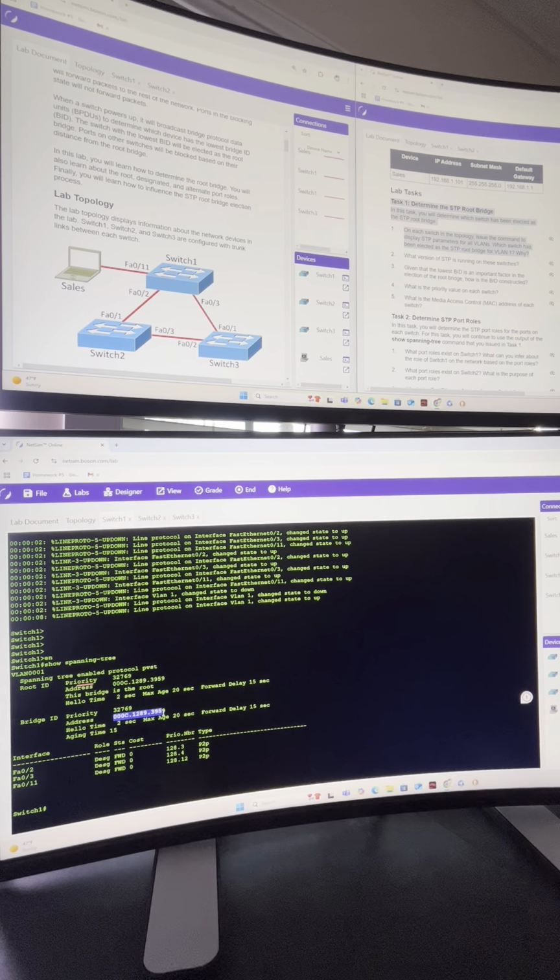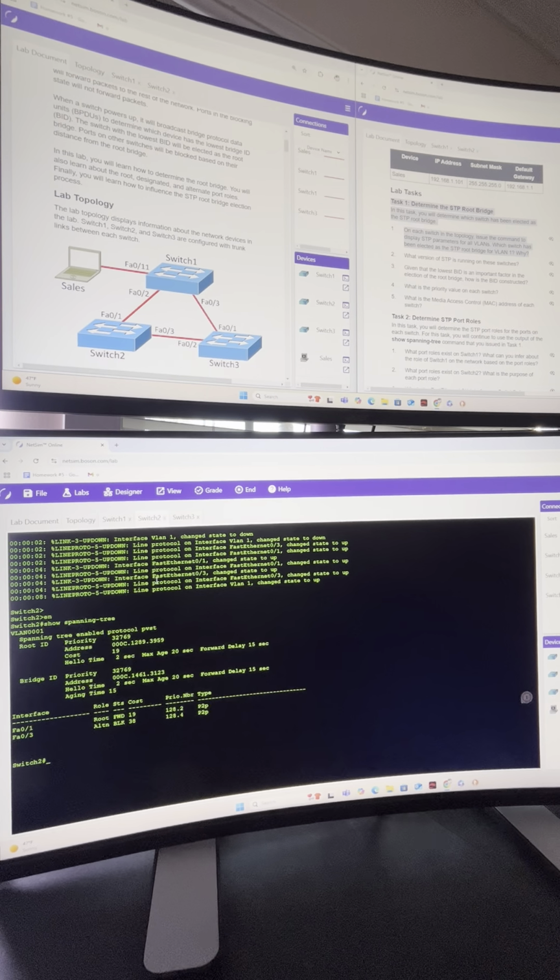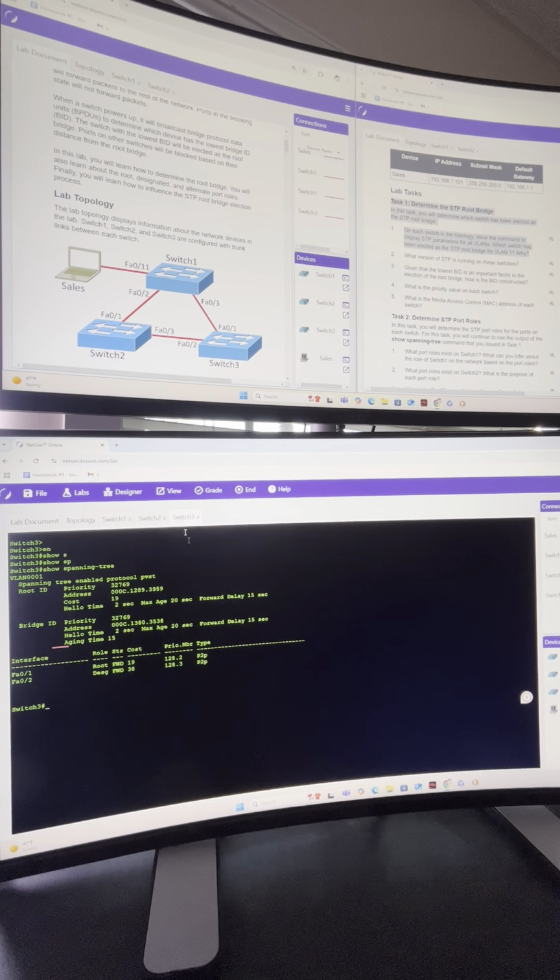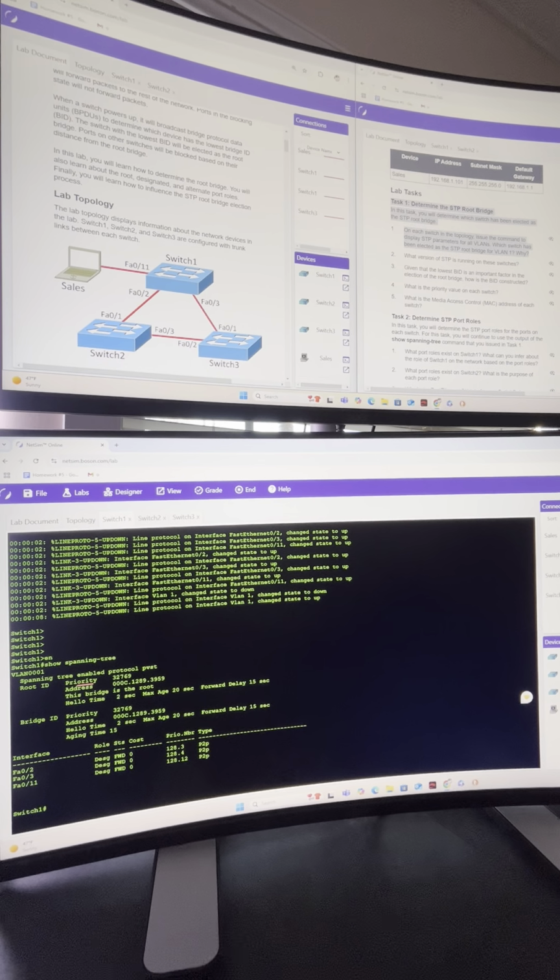So we have 00C12. Right here is 00C14. Now, of course, 12 is less than 14. So switch 1 beats out switch 2 in that aspect. And then if we look at switch 3, it has 00C13. And as we know, 12 is less than 13. So that is why switch 1 became the root bridge, all right?